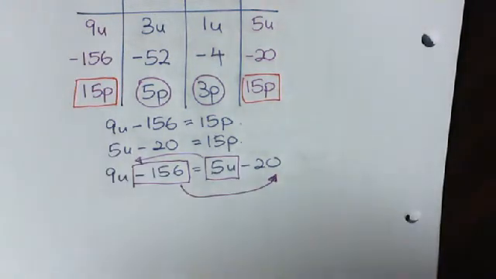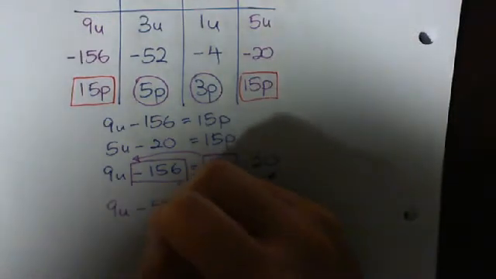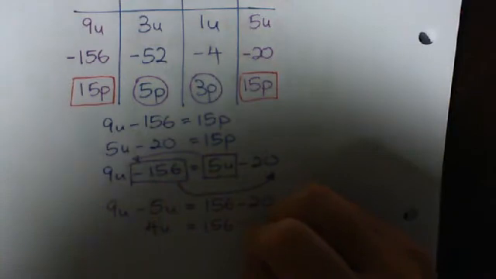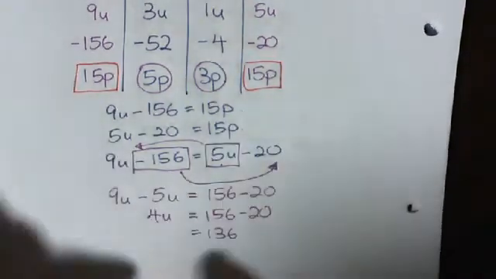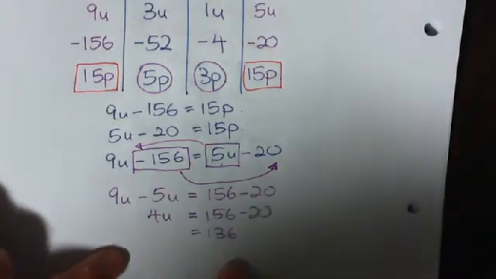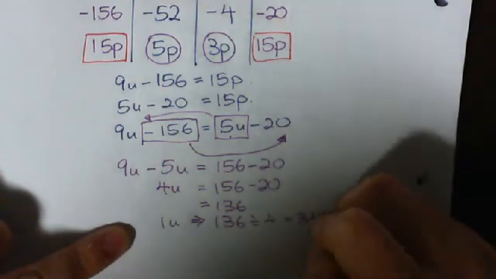So rewriting this, what do I get? 9U, because it's a plus, crossover, it becomes minus, equals to 156 minus 20. 4U equals to 156 minus 20 equals to 136. So 4 units equals to 136. 1 unit would be 136 divided by 4 equals to 34.